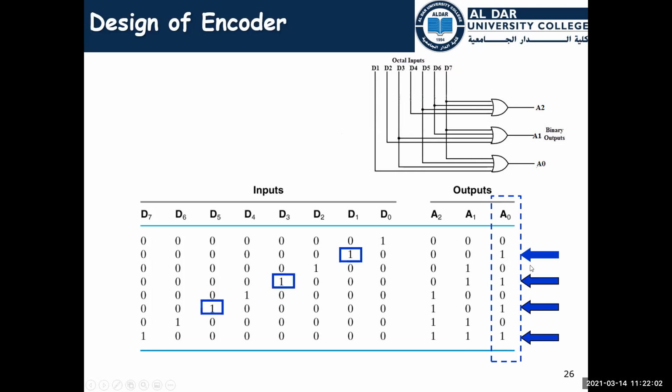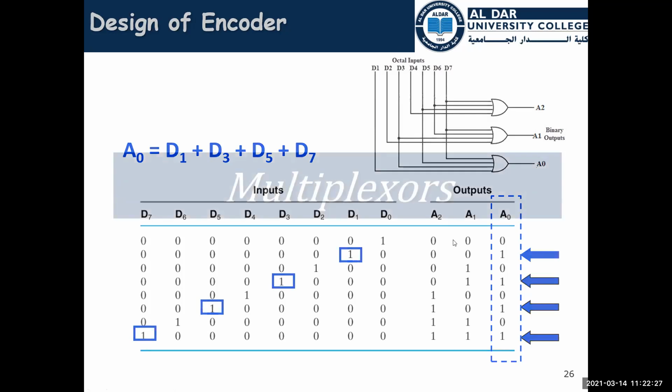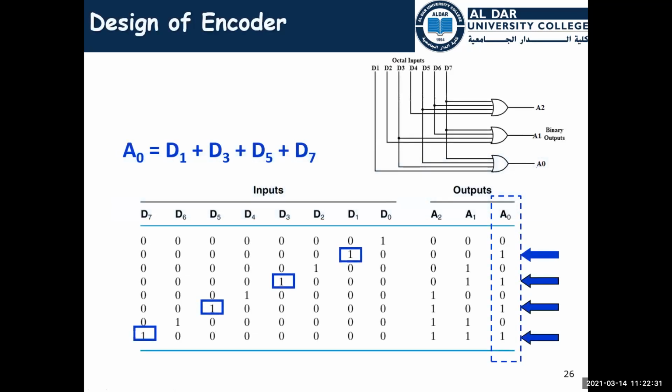These are the main terms, and he is just describing how to get A0: taking D1, D3, D5, D7. They are the odd values. So A0 is just the odd values: D1, D3, D5, and D7. Okay? This is all about the encoder. If you have any questions.